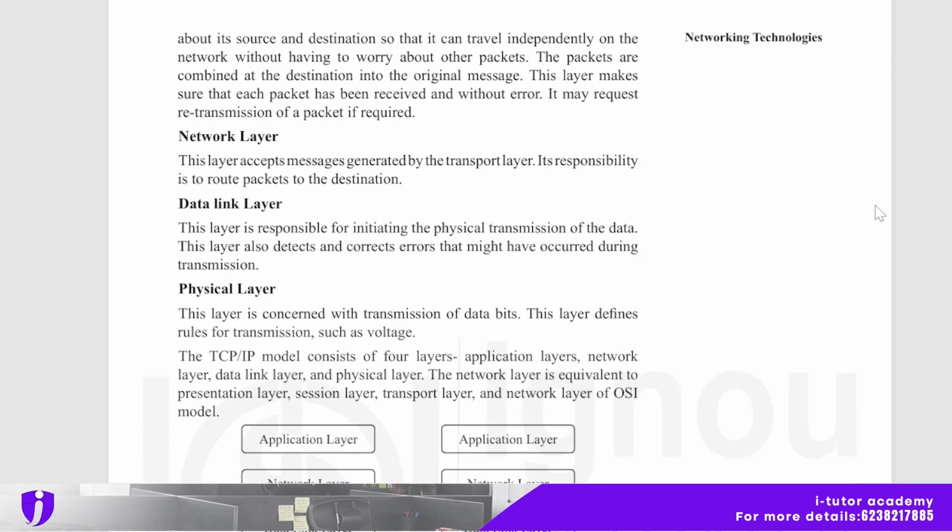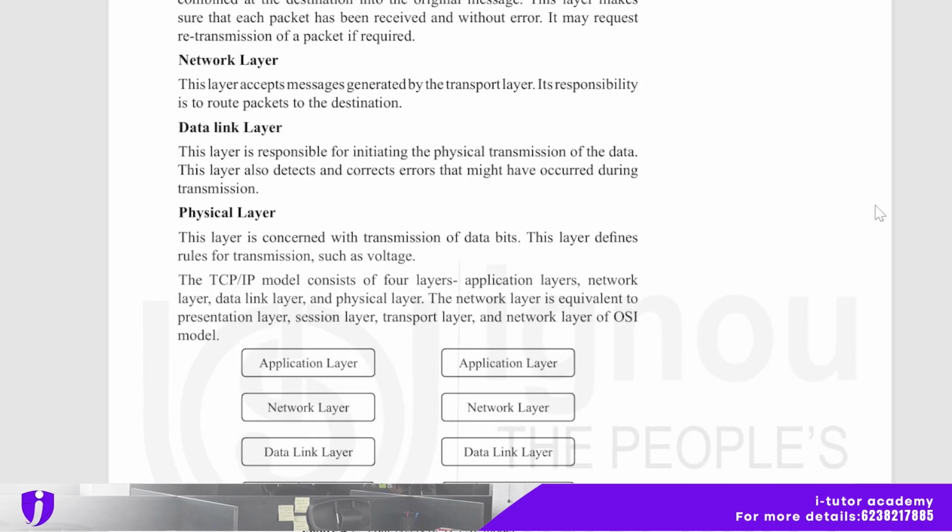Its responsibility is to route packets to the destination. And the data link layer is responsible for initiating the physical transmission of the data. This layer also detects and corrects errors that might have occurred during the transmission. And the next one is the physical layer. This layer is concerned with the transmission of data bytes, and it defines rules for transmission such as voltage.